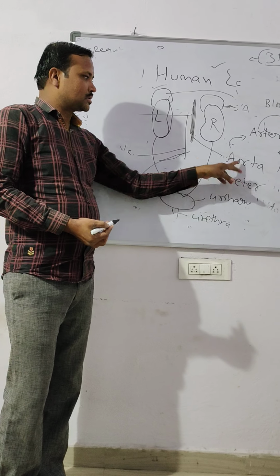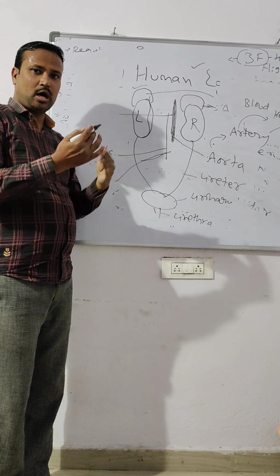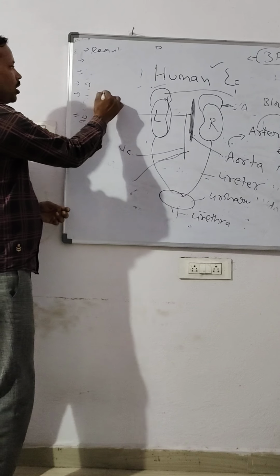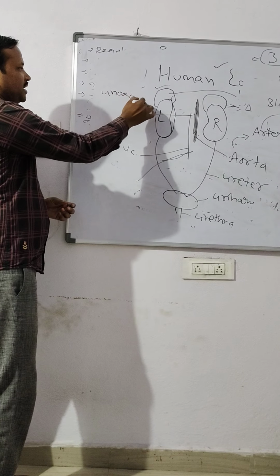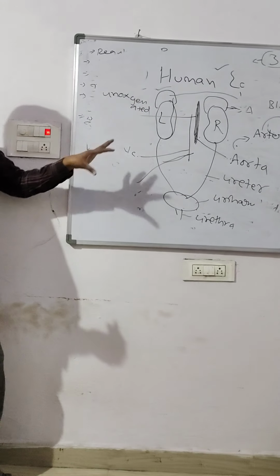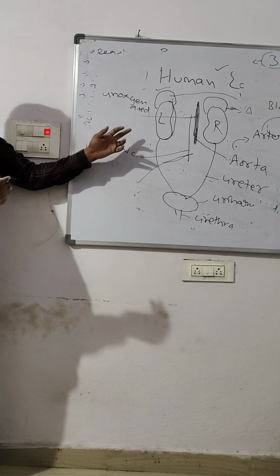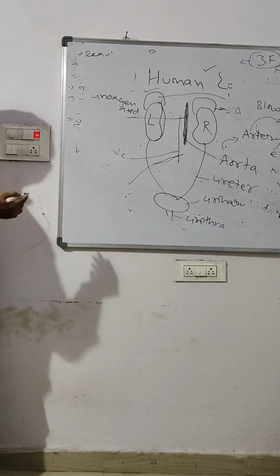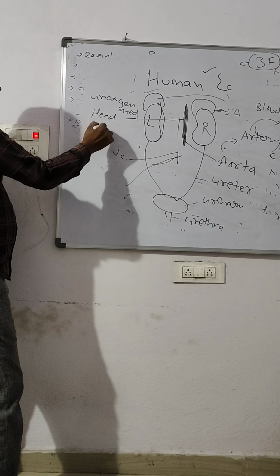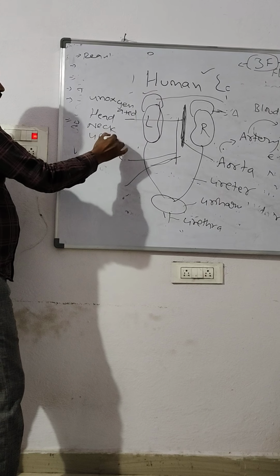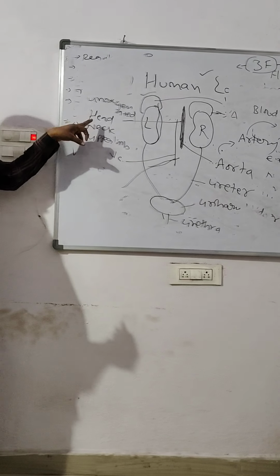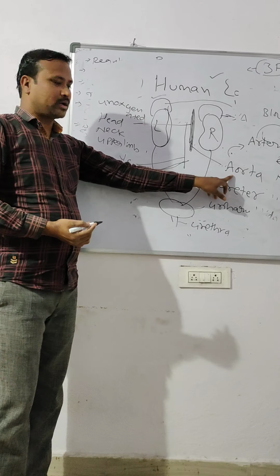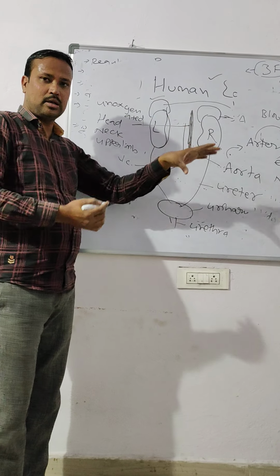Arteries or aorta collect the blood from the heart and supply it to all parts of the body. Whereas the vena cava will collect the unoxygenated blood, having no oxygen, from all parts of the body and supply it to the heart. So the superior vena cava, from which portion does it supply to the heart? Head, neck and upper limbs. It will collect blood from head, neck and upper limbs and supply to the heart. Whereas this aorta supplies the blood from heart to all parts of the body.